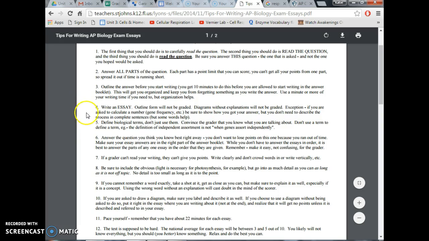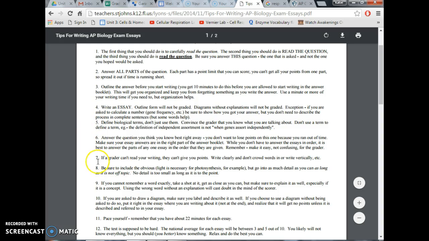If you use any sort of terms, make sure that you explain them. You want to make sure that whoever is reading your free response answer understands that you understand what is going on. So anytime you make a claim or you make a statement, you need to make sure that you support that with either data or explanation.